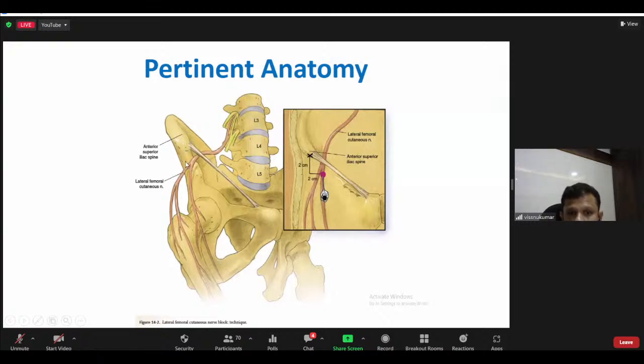The anatomy of the LFCN is variable. Here in this image you can see there are two branches, but it can go up to three branches. So what is our school of thought? This LFCN can be blocked by going 2 centimeters medial and 2 centimeters inferior to the anterior superior iliac spine, at a depth of 1 centimeter. This lateral femoral cutaneous nerve is present just below the fascia lata and above the fascia iliaca.